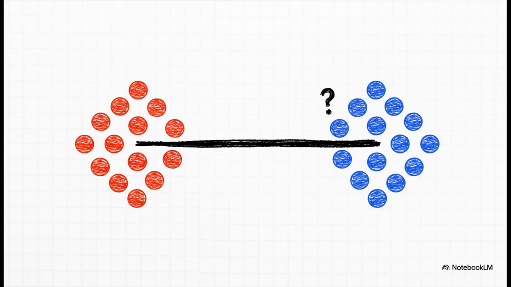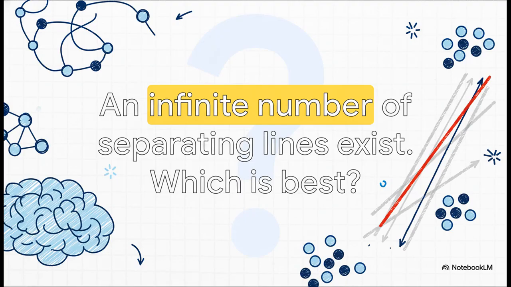Well, the obvious first thought is you just draw a line between them, right? Easy. Problem solved. This line works. But wait, so does this line. And this one. And this one over here. In fact, there are a ton of lines, an infinite number, that could get the job done. So which one is the best? I mean, which one is going to be the most reliable? The one you can trust when a new piece of data comes along that you've never seen before.